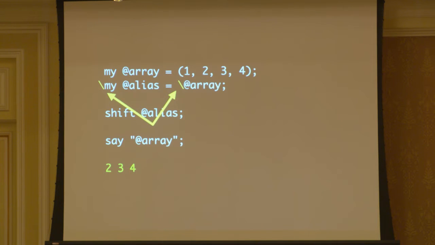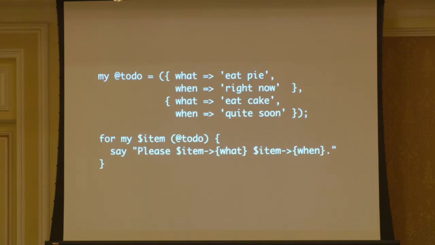And then when we shift from alias, and notice here, that alias has no dereference. It's not a reference. It is an alias. They are both bound to the same variable, and they both affect the same thing. So probably you think, well, the only reason you'd use this is to be a complete evil jerk and have action at a distance happen. Well, that's one application. But let's say we've got some to-dos.